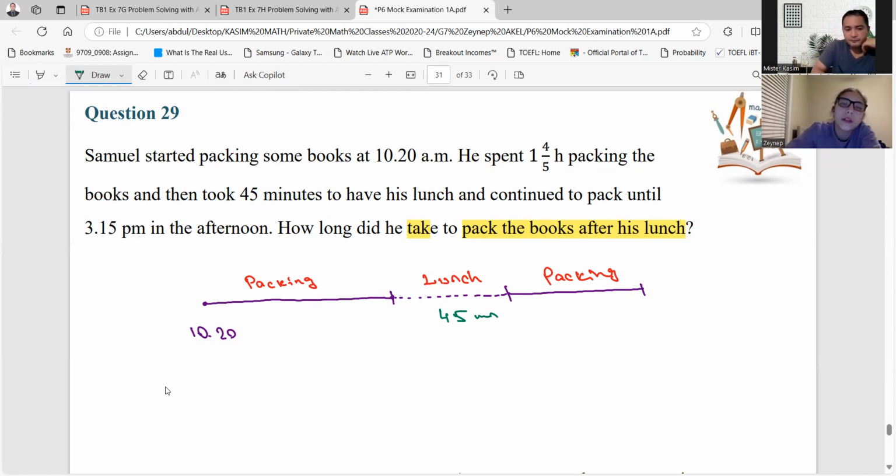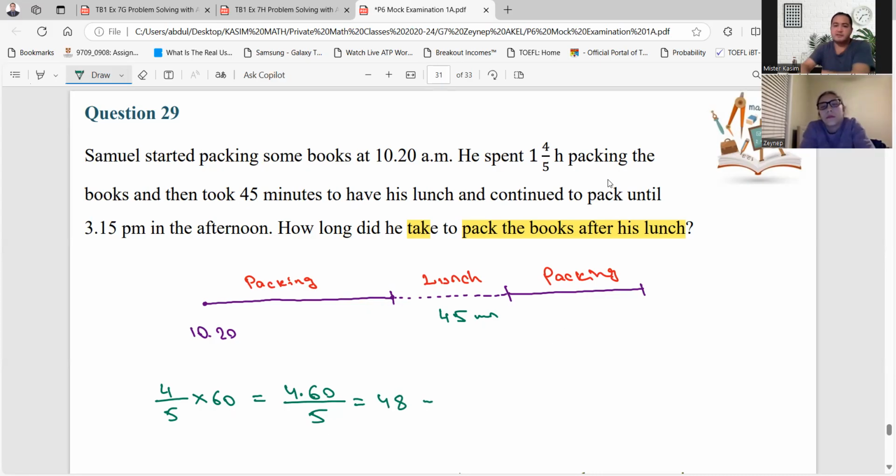So how many minutes is that? 1 hour is 60 minutes, but then the 4/5, to change this into minutes, multiply by 60. So that is 4 times 60 divided by 5. 60 divided by 5 is 12. 4 times 12 is 48 minutes. So that means this one is 1 hour and 48 minutes.